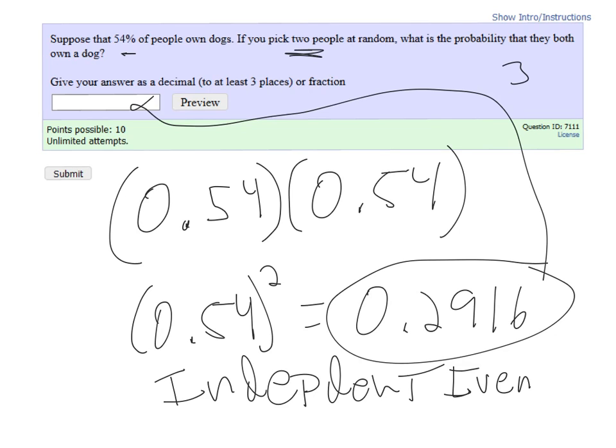Now, how did I know to multiply them and not add them? Well, because it's 2 people, this is an "and" event. It's this person and that person. So usually when you have to deal with an "and" probability, you're multiplying the probabilities. So I hope that helps you out.